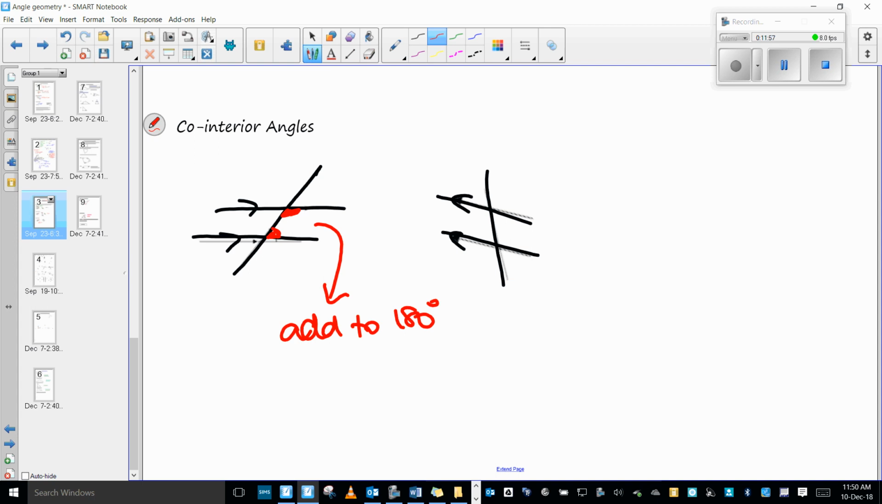Now, how do we know if things are co-interior? Well, they're on the same side of the transverse line to each other, but they are surrounded by those parallel lines. So they're not both above or both below. One's below and one's above, in between the parallel lines. So those two would also be co-interior, and they also add up to 180 degrees. Between the parallel lines, yeah. Okay, we're happy with that?